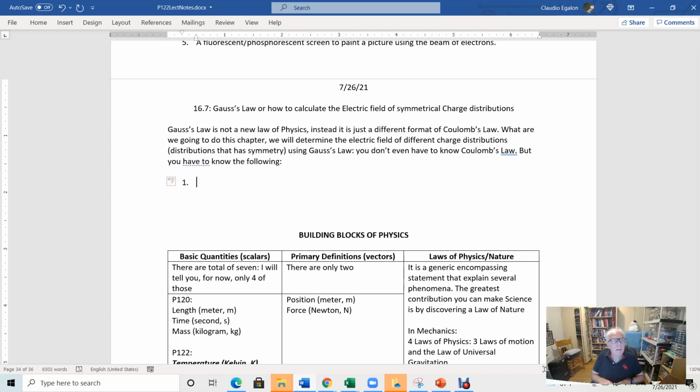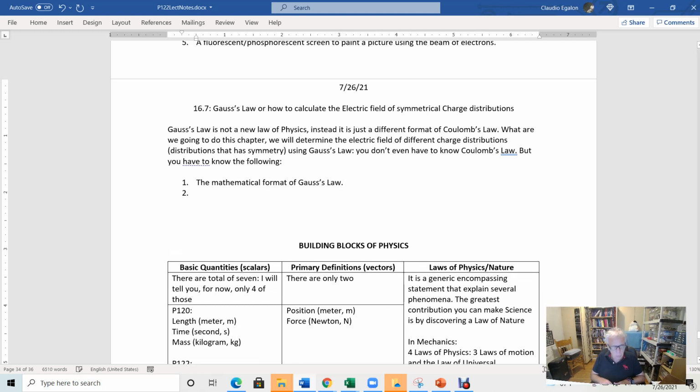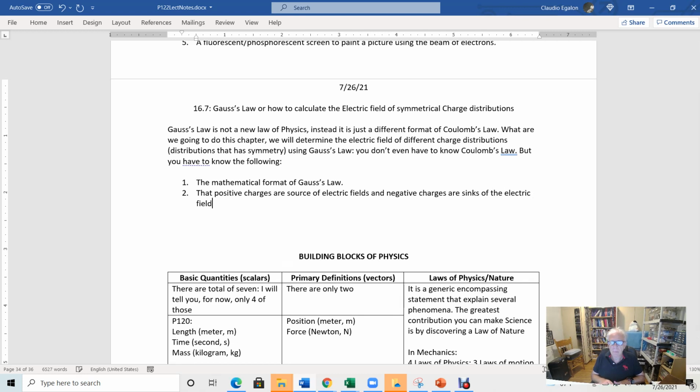One, the mathematical format of Gauss's law. Two, that positive charges are sources of electric fields and negative charges are sinks of the electric field. That's what you have to know.